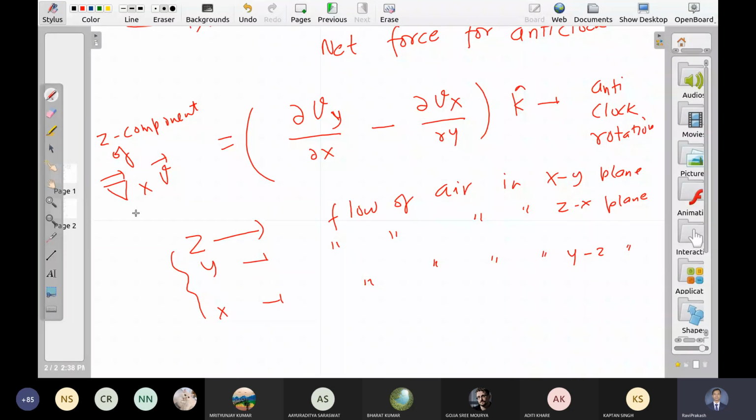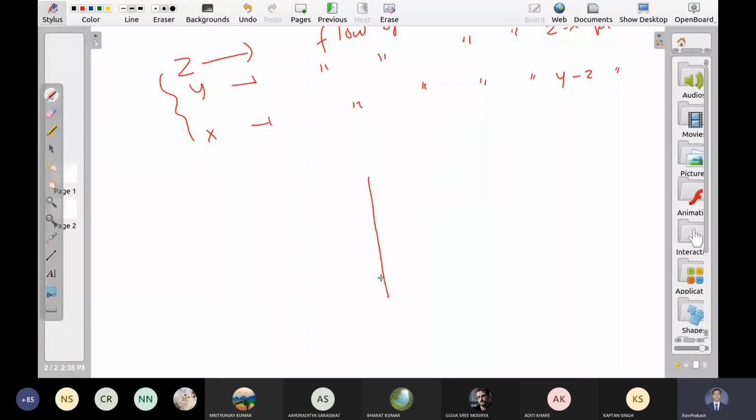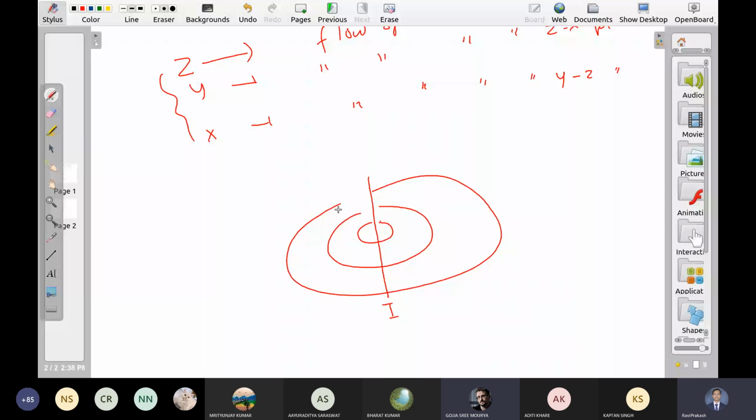So that's how curl tells you the effect of rotation. कहाँ से connected होगा ये in physics? This is a wire carrying current I. What is the magnetic field due to this wire? Mu naught I by 2 pi r, sir. Whatever, but the magnetic lines of force are like these circles, right?